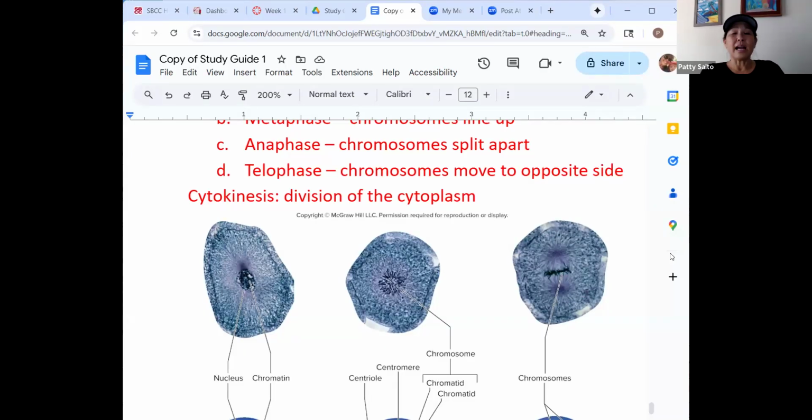Mitosis, this process, I would encourage you to spend a little time to really understand this because it's a basis for a lot of important things in our body. It gets us to where we are.